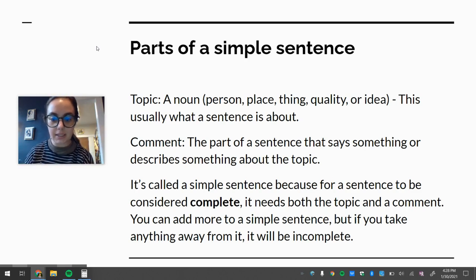So it's called a simple sentence because for a sentence to be considered complete, it needs both a topic and a comment. That's sort of like the simplest version of a sentence, just a topic and comment. You can add more to simple sentences to make them more complex, but you can't really take anything away or else it's not going to be complete anymore.